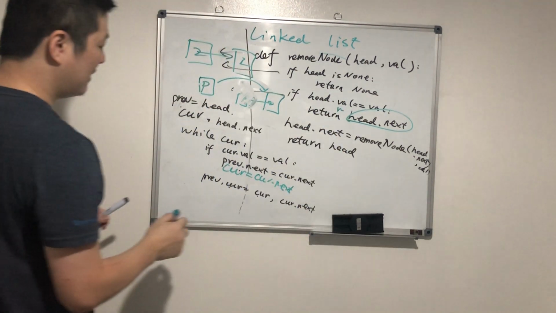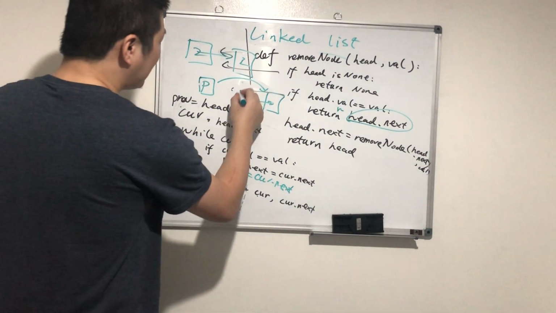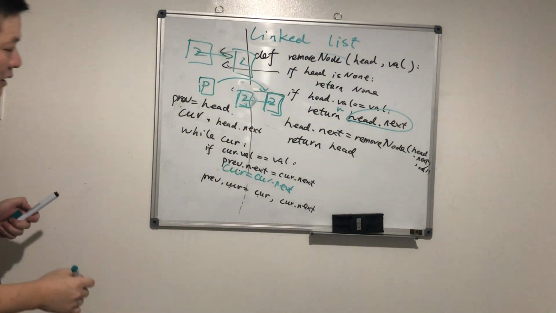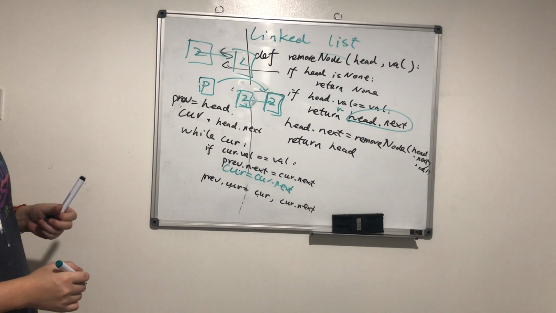Right? And how about this is the same? Look, if this is 2, this is 2. So that will become a problem, right? Will that be a problem?